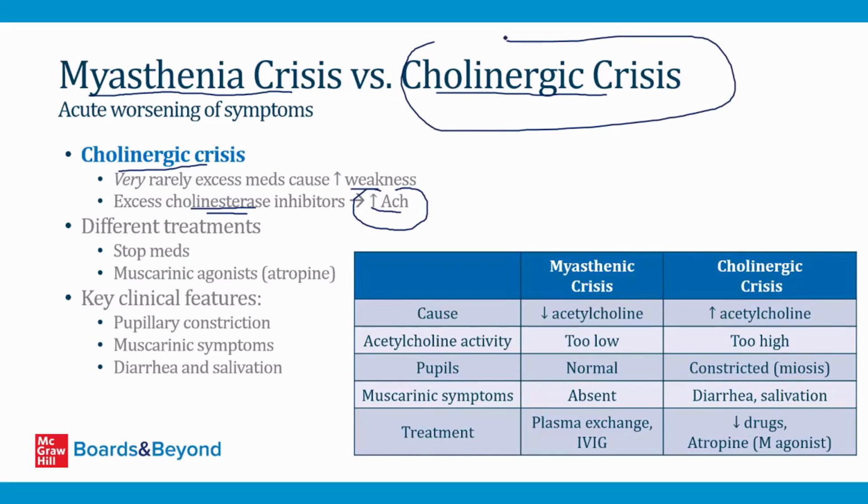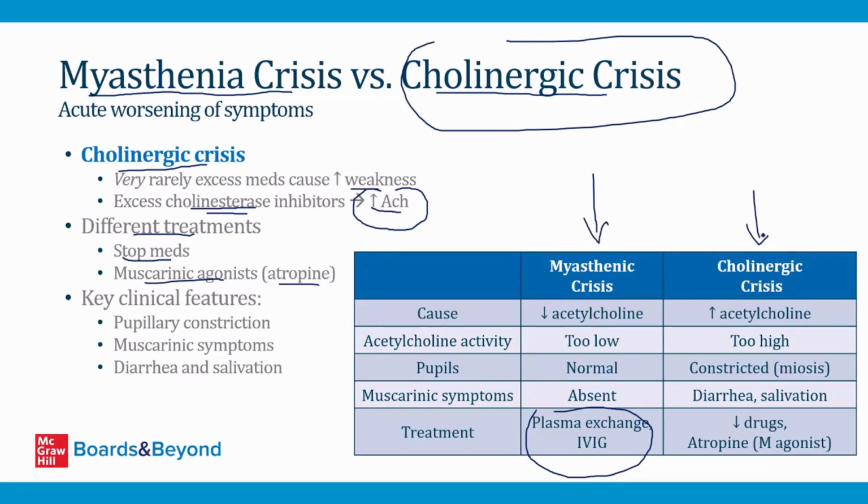The reason you have to distinguish these 2 conditions from one another is that they have different treatments. The treatment for a myasthenia crisis, as I talked about earlier, is plasma exchange and IVIG, whereas the treatment for a cholinergic crisis is to stop the cholinesterase inhibitor meds and administer drugs that activate muscarinic receptors, drugs like atropine. So if you look at this table I made for you on the slide, it shows the difference between a myasthenic crisis and a cholinergic crisis.